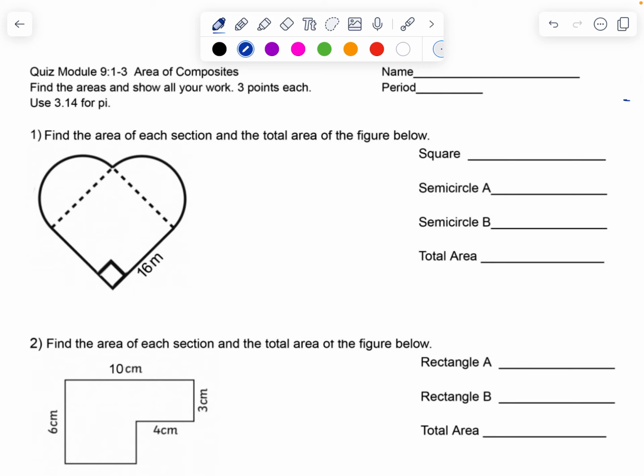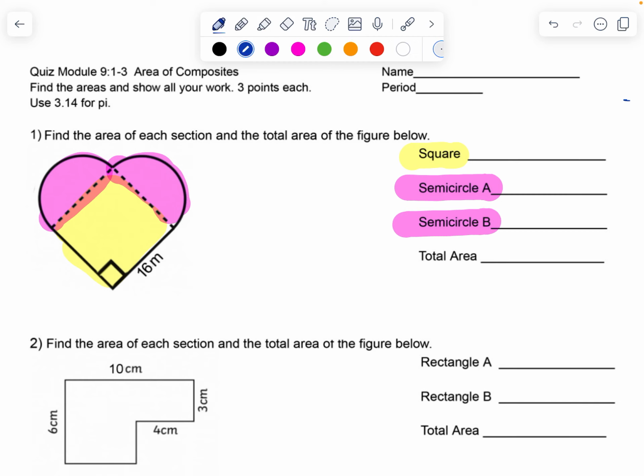And number one is a heart shape, but it is made up of a square, which we're going to put the area of here, and two semicircles, one here and one here, and we'll be putting those areas right here, and then we're going to total them up for the total area. So let's do the square first.